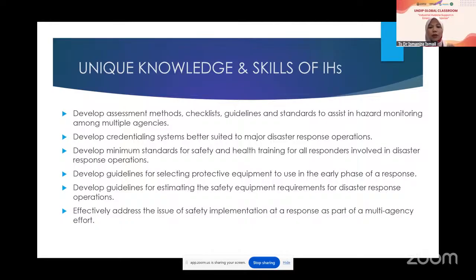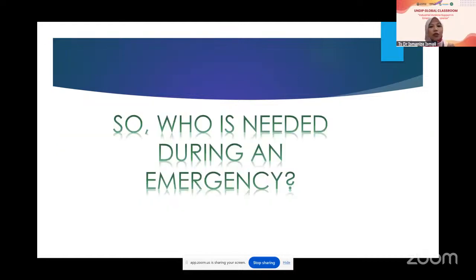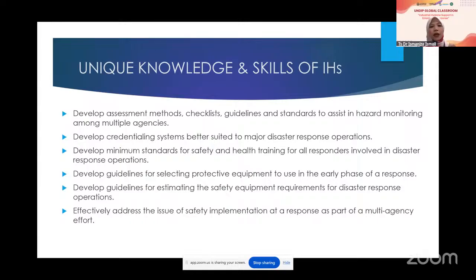We do not want to just do it for the sake of doing it, just to be there, okay. Yeah, so as you can see there, there's a lot of things that we need to do as hygienists, okay.